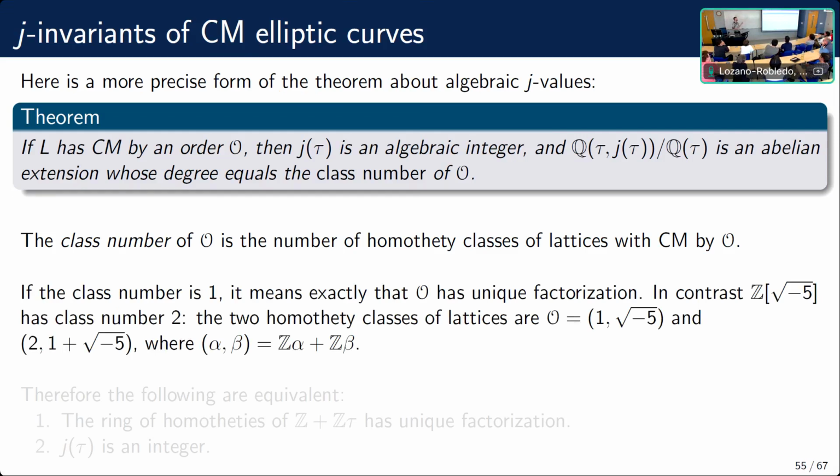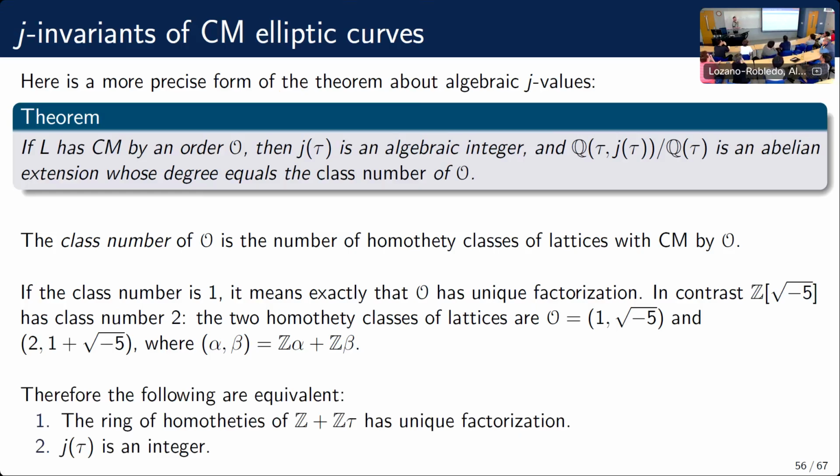Remember Z[√-5]? That didn't have class number 1, it didn't have unique factorization. In fact, it has class number 2. There's 2 classes of lattices with CM by it. One of them is O itself, that's spanned by 1 and root -5. That's what this notation means. And the other is spanned by 2 and 1 plus root -5. There's no way to massage this, no way to homothety this into this, it turns out. And they both have complex multiplication by the same order. And those are the only 2. So that goes hand in hand with the fact that that order didn't have unique factorization.